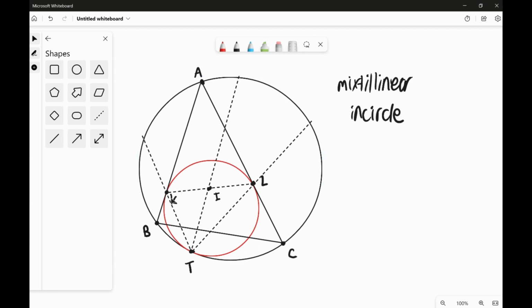And the midpoint of KL is I, the incenter of triangle ABC, surprisingly enough. And the line TI passes through the midpoint of the major arc BC. In other words, the one containing A here.